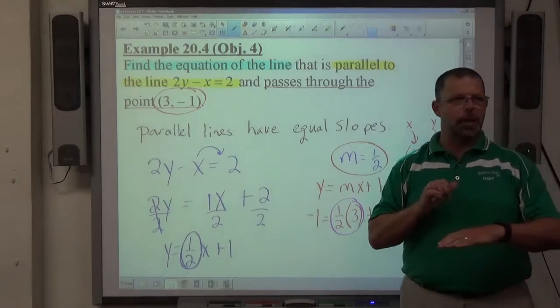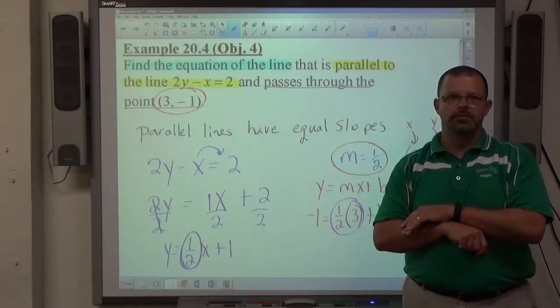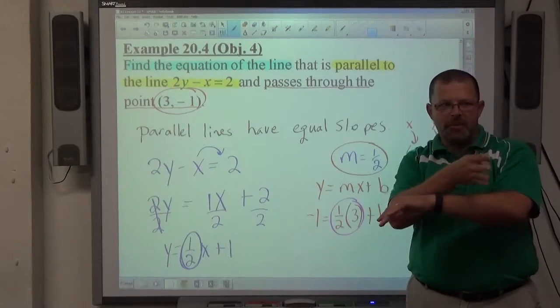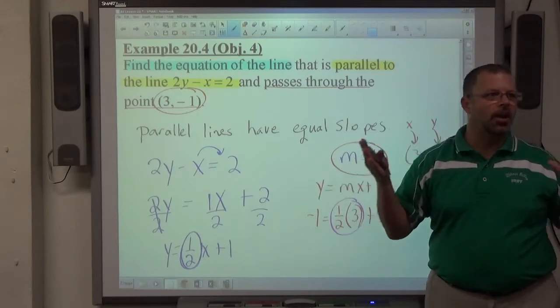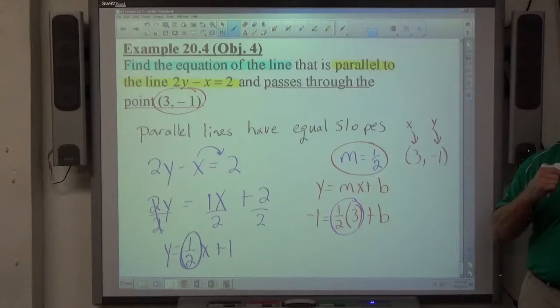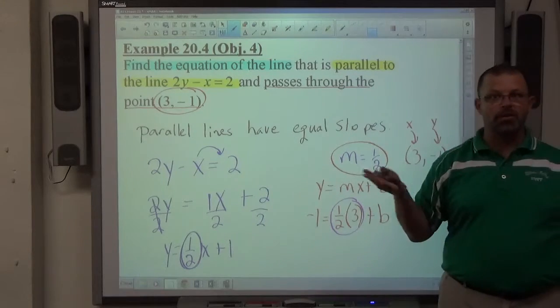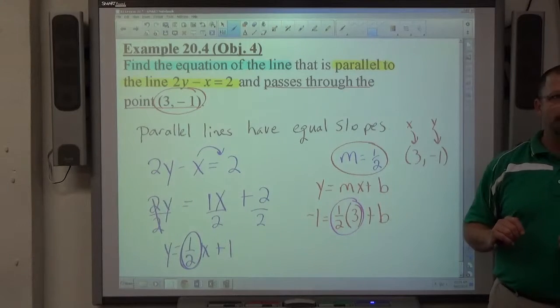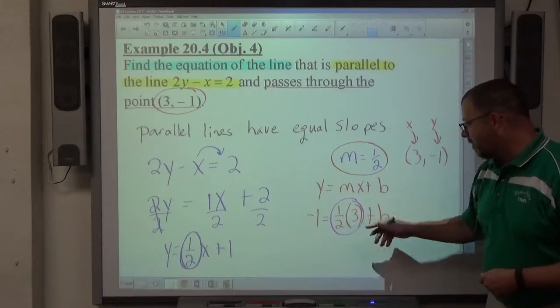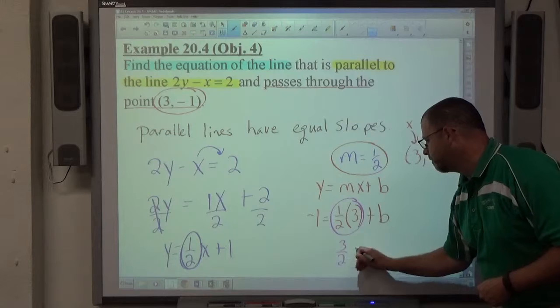I still see on your paper a bunch of people have 8/1, 1/1, 5/1, 17/1. That over 1 is in the way, causing you to have to use your brain more than you have to for a simple problem. 5/1 is just 5. So if this happens to become a non-fraction, let it be a non-fraction. In this case it doesn't. 1/2 times 3 is equal to 3/2, right?